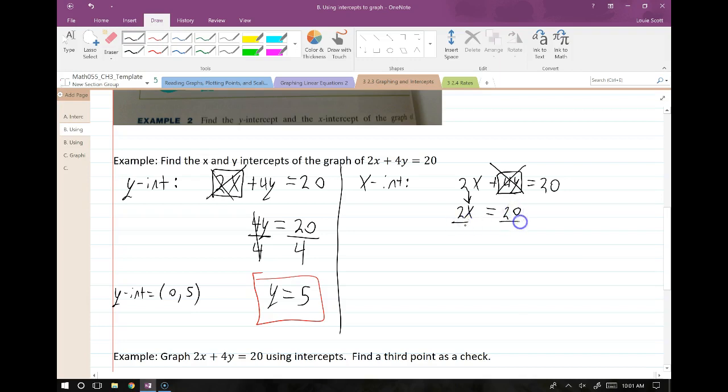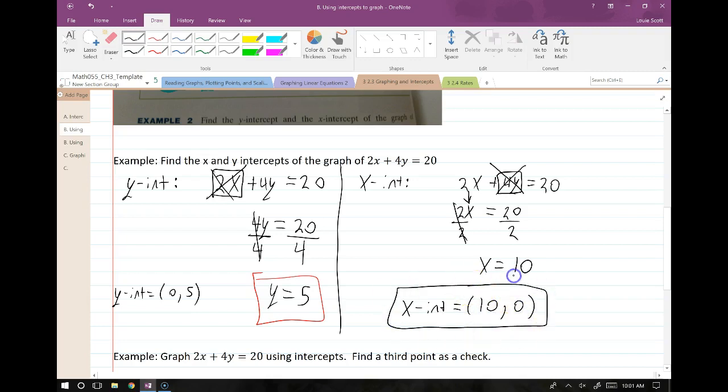I can divide both sides by 2 to isolate my x, and I have x equals 20 over 2, which is 10. But I'm not totally done. I don't want to make that mistake of just saying the x-int is x equals 10, because that doesn't make sense. I'm going to list it down here. X-int is equal to the point, right? X equals 10, y equals 0. I'm going to draw a little box around it to make sure that my instructor knows that that is my final answer. I'm going to erase this other box to prevent confusion.